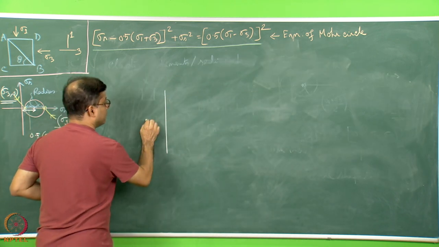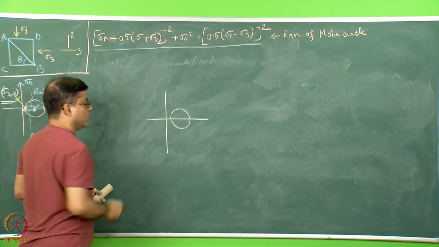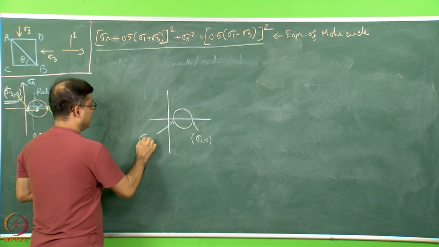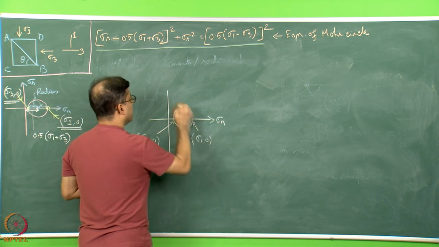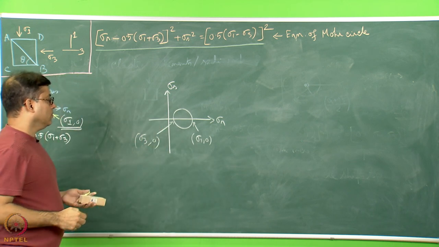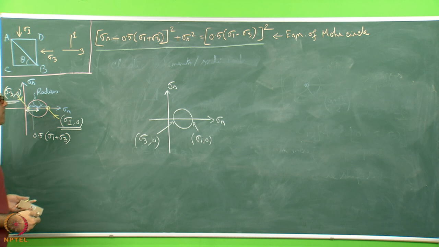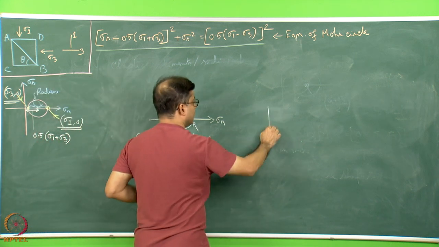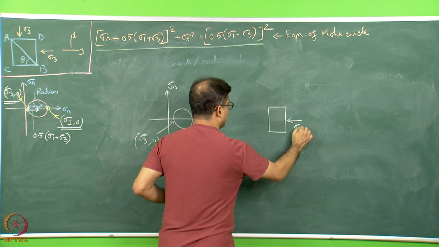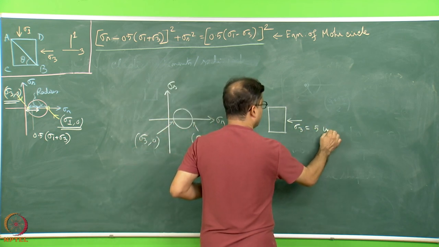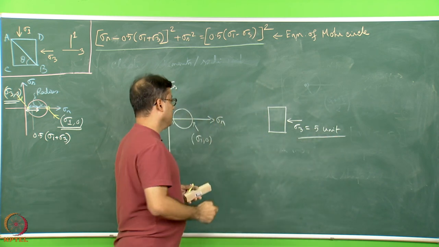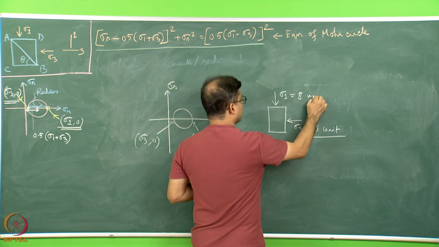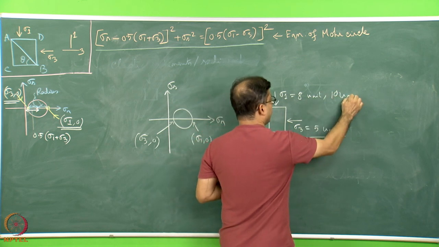Consider, this is a Mohr circle with some amount of magnitude of sigma 1 comma 0, and this is say sigma 3 comma 0, and this is my sigma n axis, this is my sigma s axis. Now, in the laboratory experiment, say sigma 3 is kept constant and sigma 1 is increased in magnitude. So, what does this mean? This is sigma 3, which is equal to say 5 unit, and we maintain it constant with time, whereas here there is progressive increase in the sigma 1 amount. Say we started with 8 unit and after 3 seconds we made it 10 units.